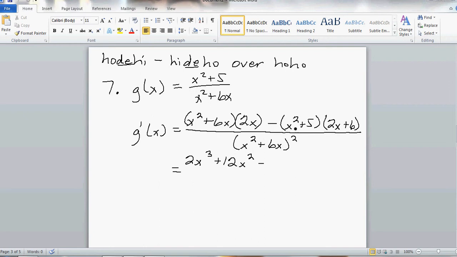So this would be x squared times 2x is 2x cubed, negative 2x cubed. The outer terms would be negative 6x squared. The inner terms would be negative 10x, and the last terms would be negative 30, all over ho ho.